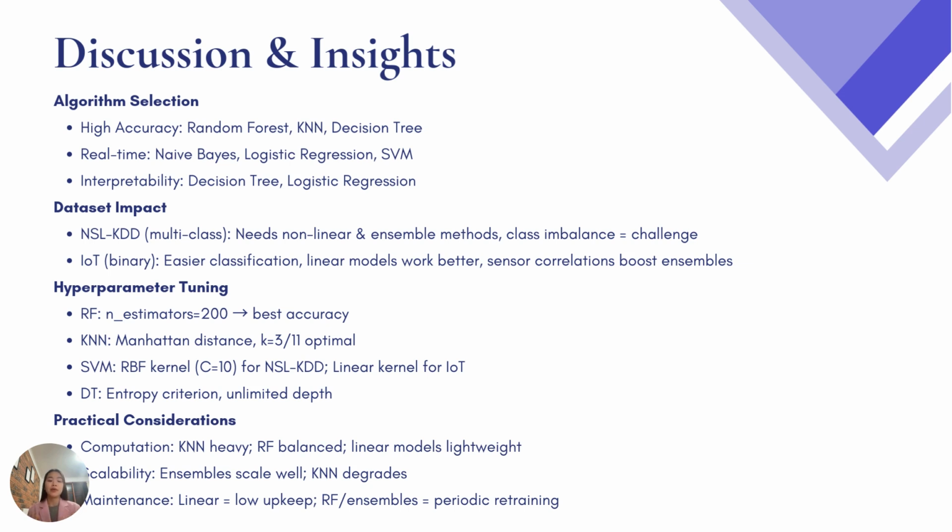So hyperparameter tuning was critical. For example, Random Forest worked best with 200 trees, and support vector machine needed an RBF kernel on NSL-KDD. So in practice, Random Forest balances performance and efficiency, but models like KNN are computationally heavy.